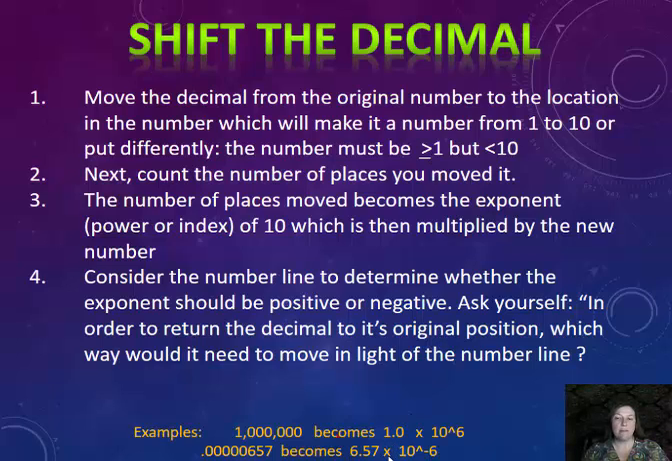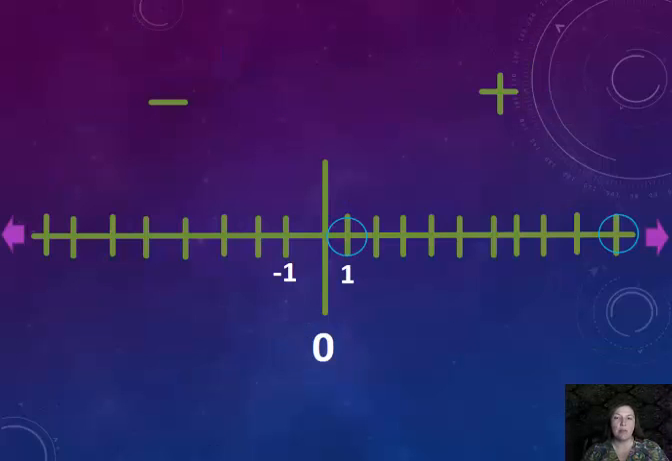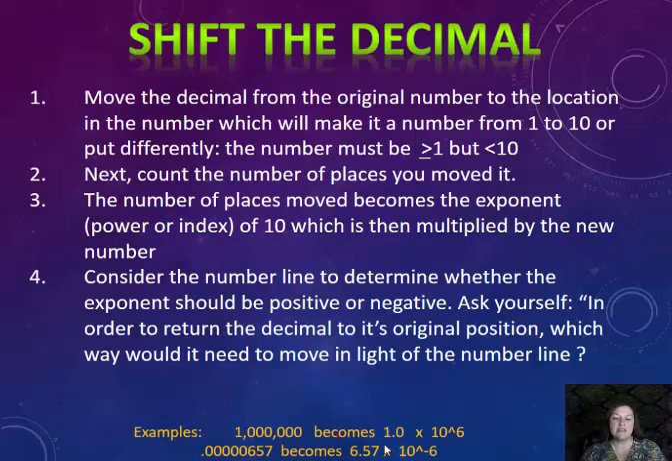Now we're going to multiply it by 10 to the 6th power, but we have to determine whether that's a -6 or a +6. Remember, the question that we ask is, which way on the number line would we need to travel in order to return the decimal to its original position? Looking at the number line, since we would have to take the decimal place back to the left 6 spaces in order to convert it back to the original, a negative exponent is needed.